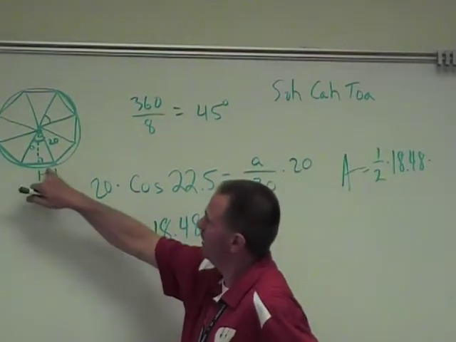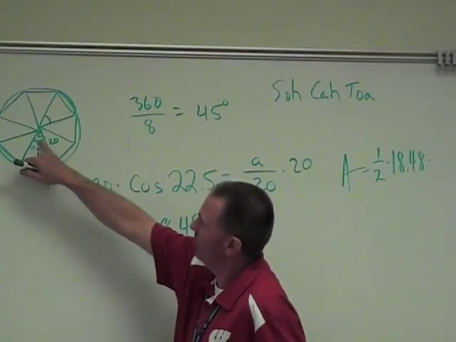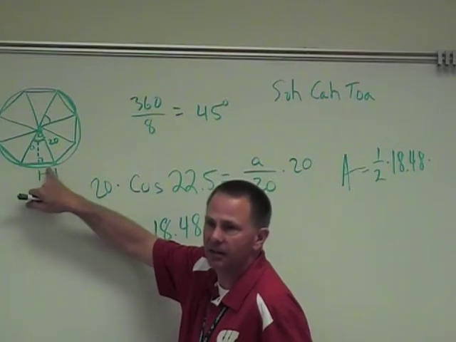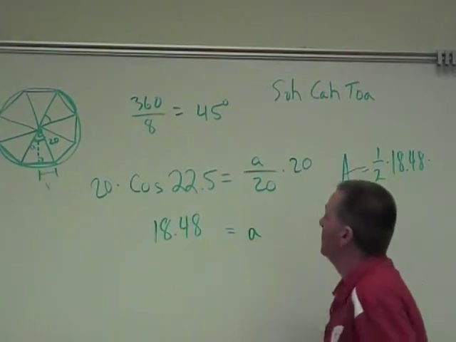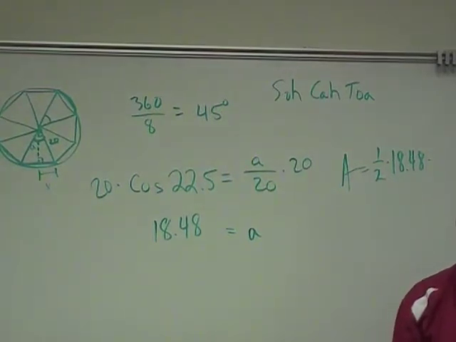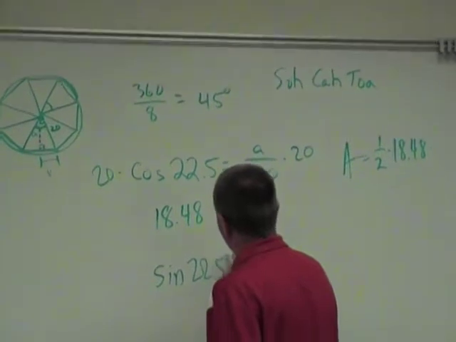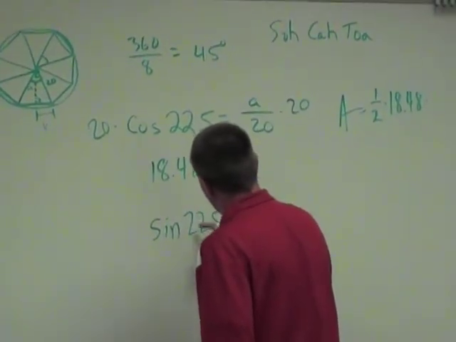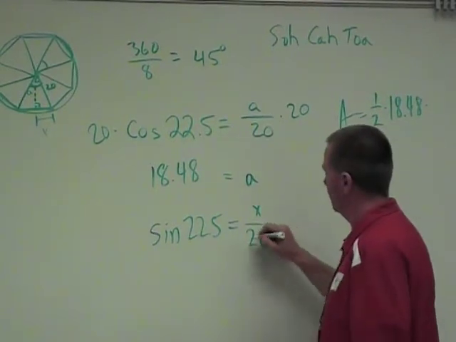So I want this piece right here, this x. So 22.5, this is your opposite leg over the hypotenuse. So what deals with opposite and hypotenuse? The sine. So now we're going to do the sine of 22.5 equals the opposite leg, in this case x, over 20.